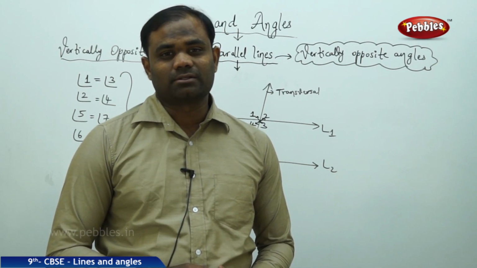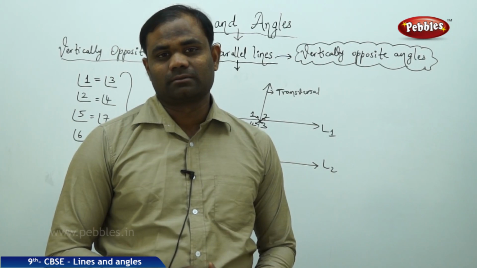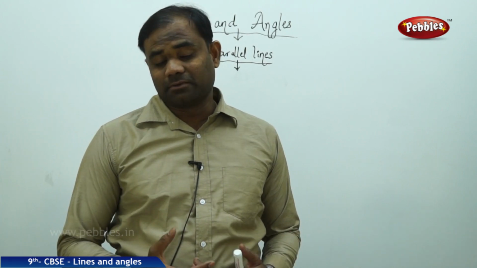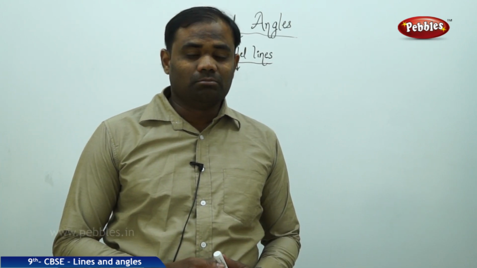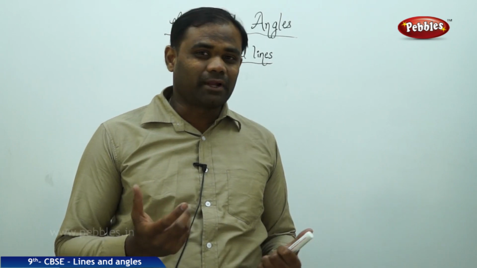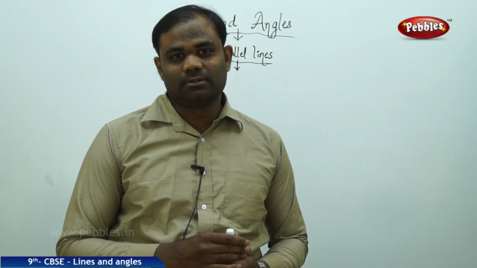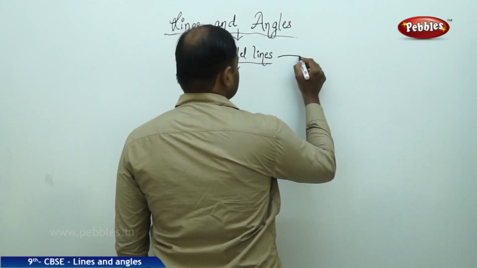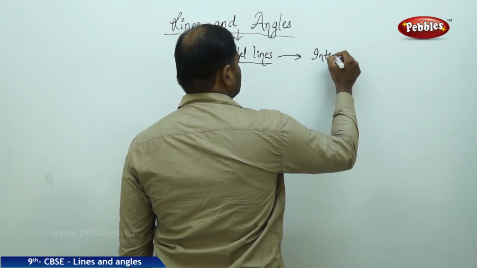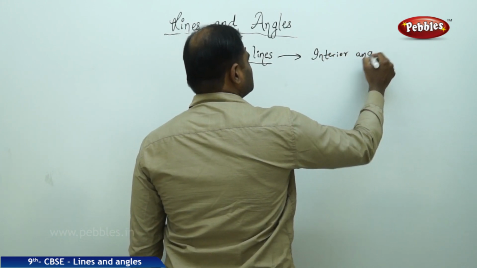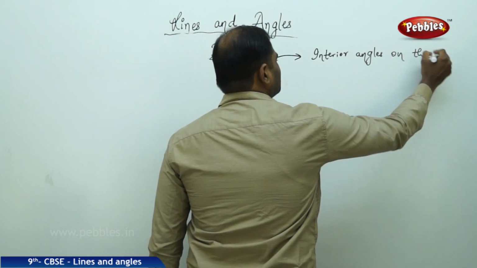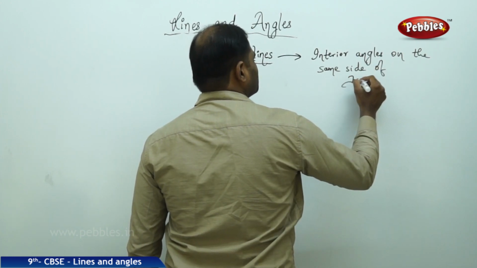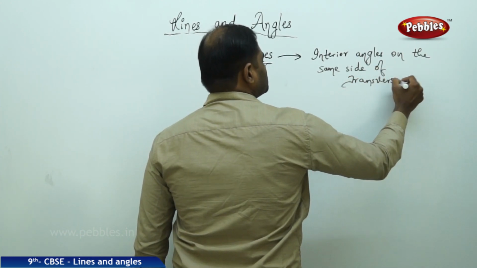Interior and exterior angles connected with parallel lines. Now that we have discussed various properties connected with two parallel lines and the transversal, now comes the most important property called interior angles on the same side of the transversal. Let's see how this plays a vital role. Interior angles on the same side of the transversal.